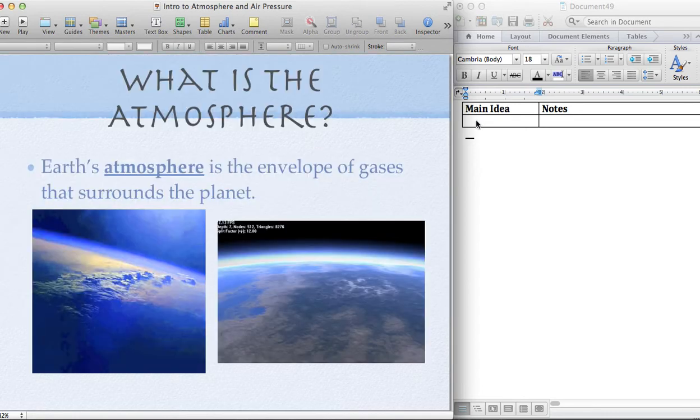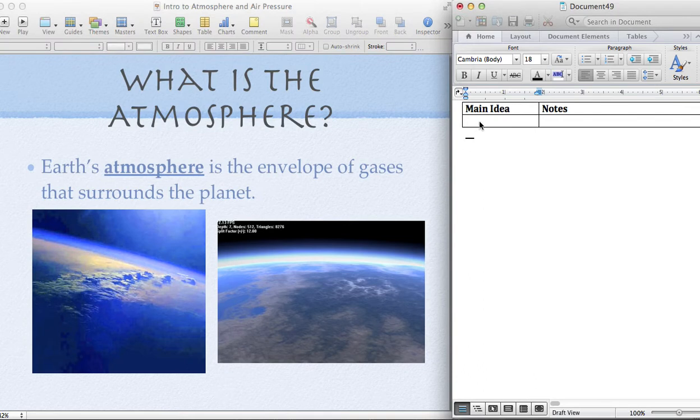So what is the atmosphere? Just to give us a basic definition, our atmosphere is the envelope of gases that surrounds our planet. Alright, and that's a pretty important definition. You probably want to get that word for word into your notes. And in these pictures you can see it, right? It's just this thin little sliver of gases.